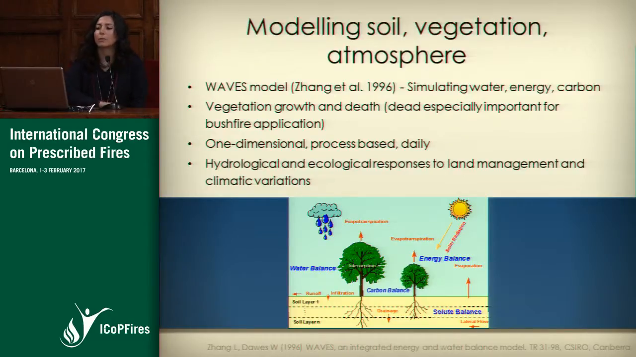So we used what we call a soil vegetation atmosphere transfer model. It's called WAVES. And we use this model because it simulates water, energy, and carbon both for the overstory and for the understory. And it has a similar focus on soil as well as on vegetation. It simulates vegetation growth and death, which is particularly important for fire research. It is one-dimensional, process-based, and runs on a daily time step. And with this model, we are able to look at hydrological and ecological responses to land management and climatic variations.